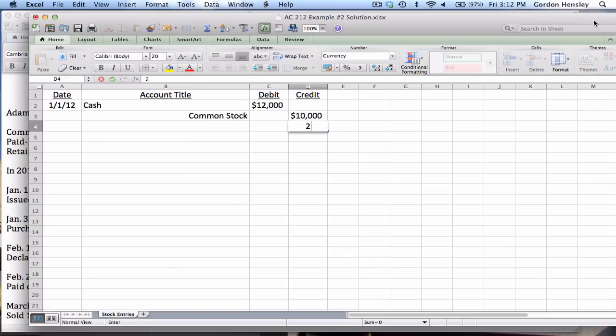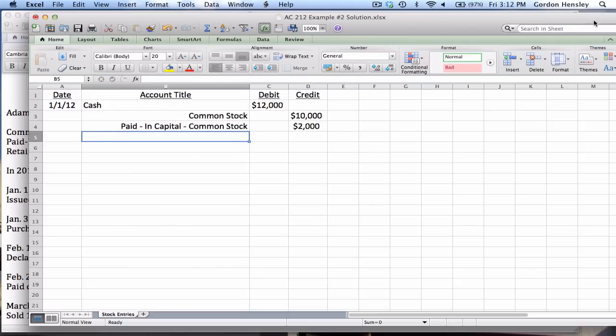So to make this journal entry balance, I need another $2,000 on the credit side. And what's that going to go to? That's going to go to my paid-in capital, and this is on the common stock. So on paid-in capital on my common stock, an extra $2,000 that I made on that particular sale of stock. So that completes the transaction on the 1st.